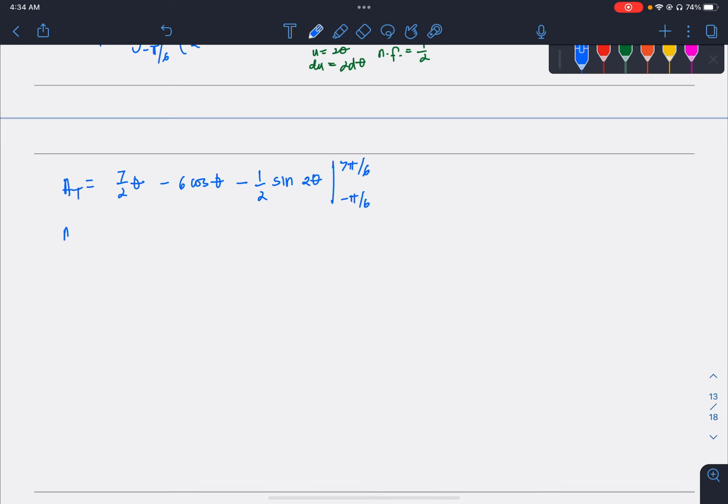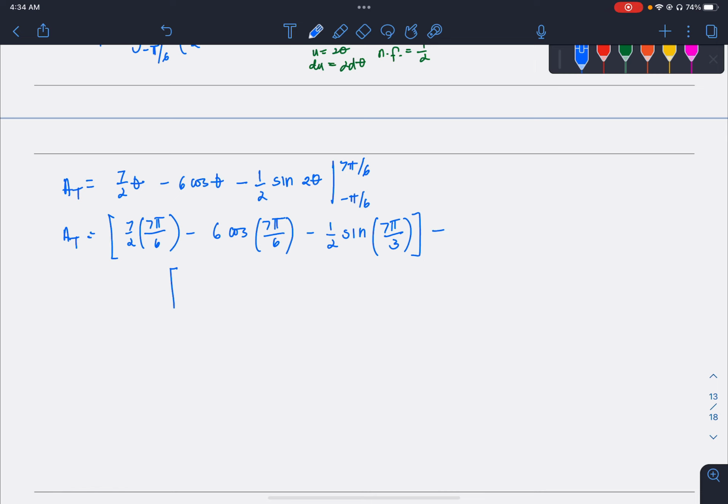Okay, so we substitute the upper boundary, which is 7 pi over 6. So 7 over 2 times 7 pi over 6, minus 6 cosine 7 pi over 6, and minus 1/2 sine of 2 times 7 pi over 6. So 2 over 6 is 1/3, so that makes it 7 pi over 3.